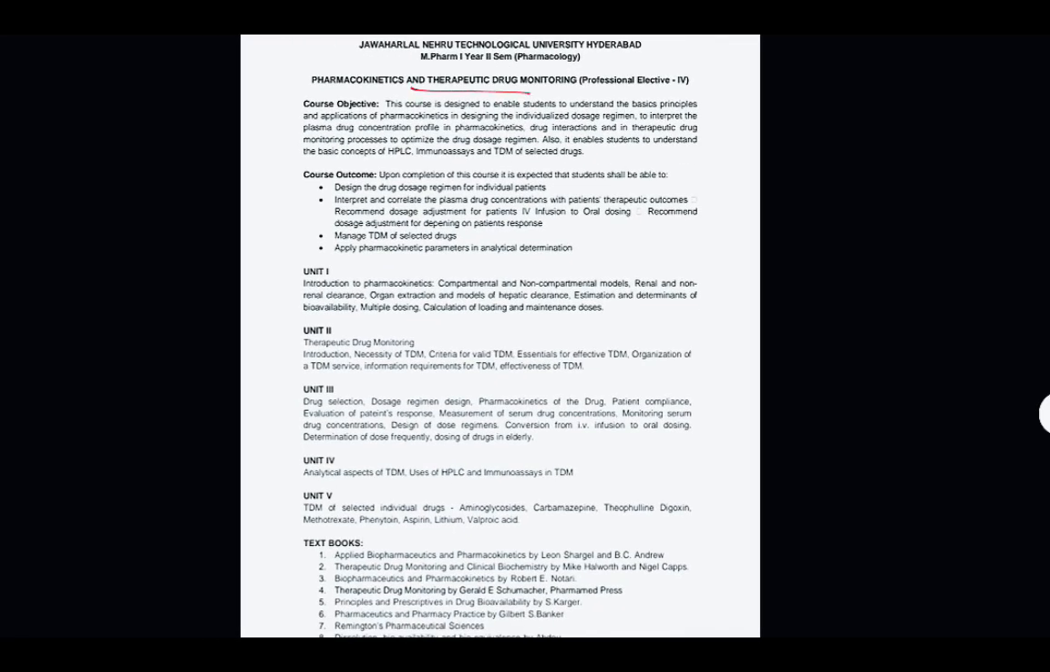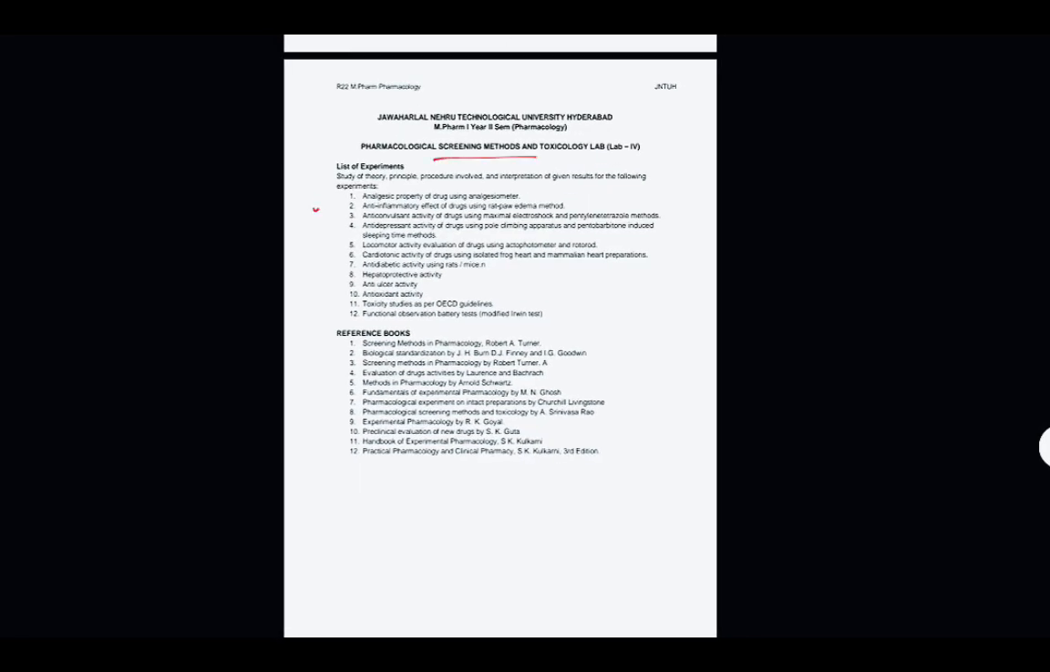Pharmacokinetics and therapeutic drug monitoring. Unit 1 we have pharmacokinetics, therapeutic drug monitoring, drug selection, dosage regimen and design, pharmacokinetics of drugs, patient compliance, analytical aspects of TDM, uses of HPLC in TDM, selected individual drugs. Advanced pharmacology 2 lab, these are the experiments. Then we have pharmacological screening methods and toxicology lab 4.